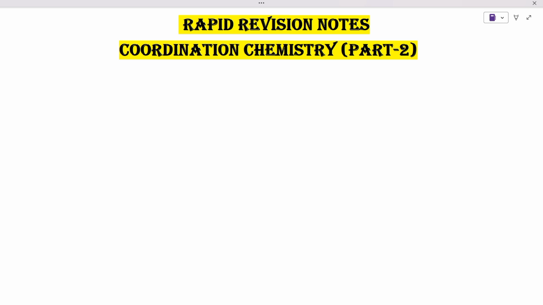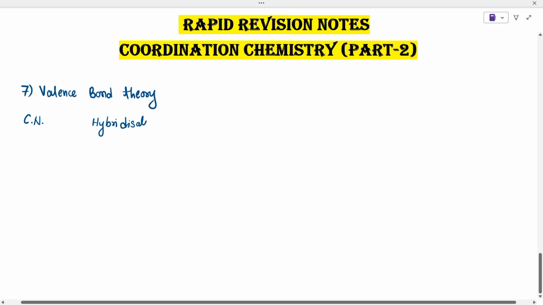In this video, we'll start with Valence Bond Theory. According to Valence Bond Theory, we have different structures for different coordination numbers and hybridizations. We'll make 3 columns, one for coordination number, another for hybridization, and the next for geometry.